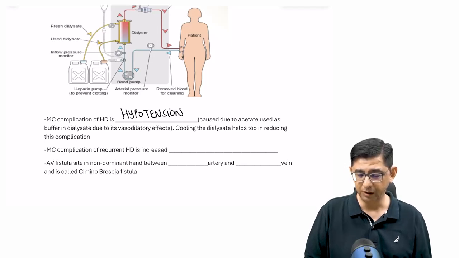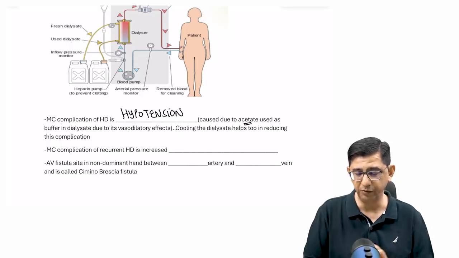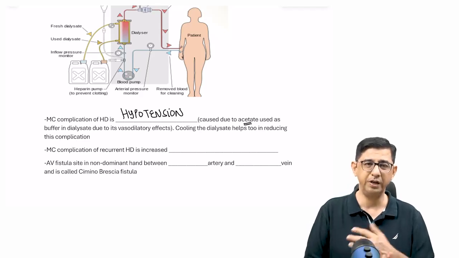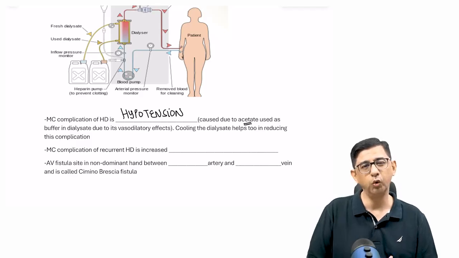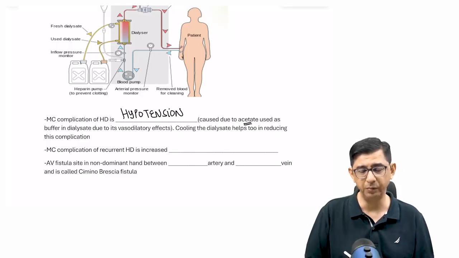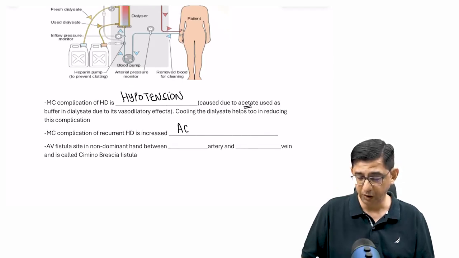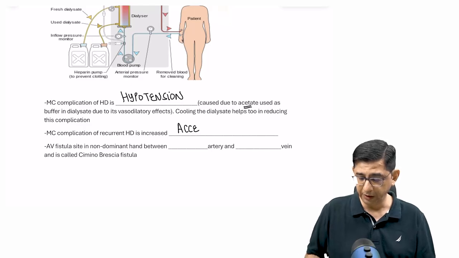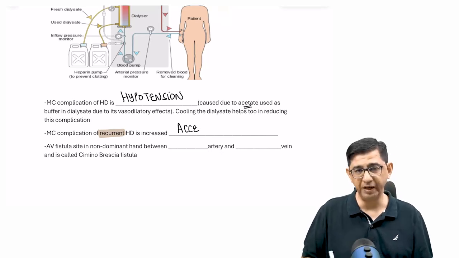And then this hypotension is accentuated by one component present in the dialysate fluid, by the name of acetate, which tends to cause vasodilatory activity. Cooling the dialysate helps to reduce this complication. That's just a palliative step, but yes, hypotension is a known complication. Now, if I change the question and ask what is the most common complication of recurrent hemodialysis, you can see one word will change the entire perspective here. If I miss this word, I lose the precious question. Most common complication of hemodialysis, fine, hypotension.